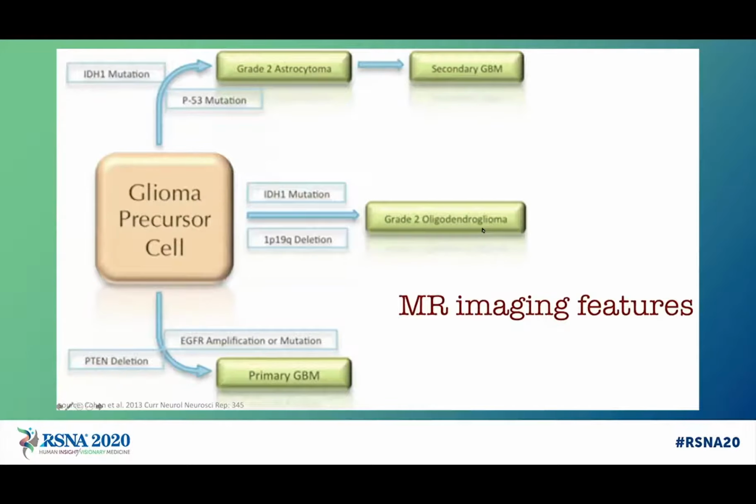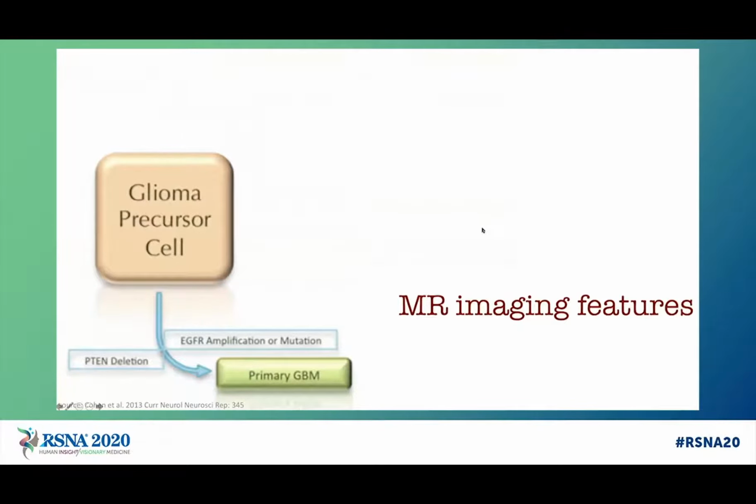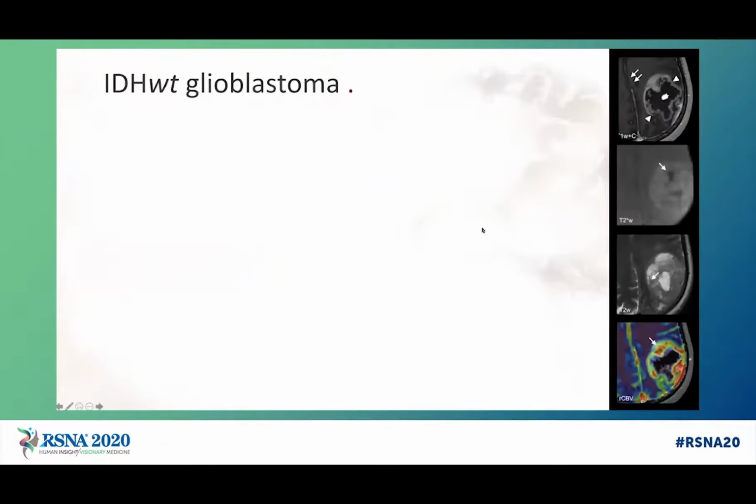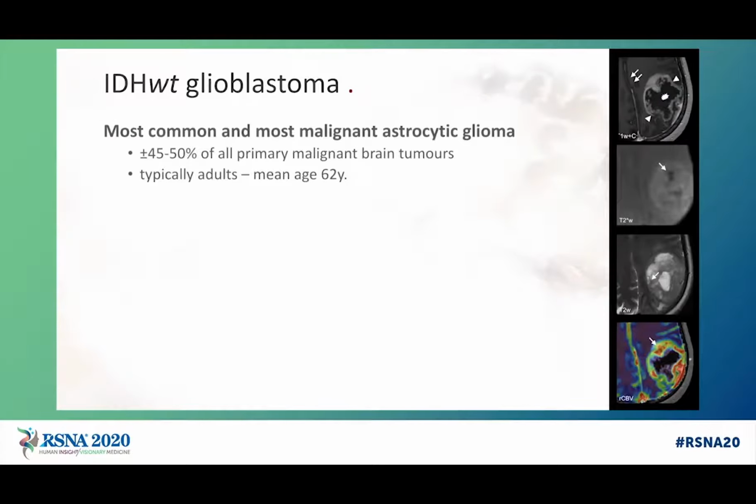So finally, the IDH wild-type tumors. So these are what we classically know as glioblastoma. They are the most common and the most malignant astrocytoma, with, as we saw before, median survival just over a year, and these typically affect older adults.